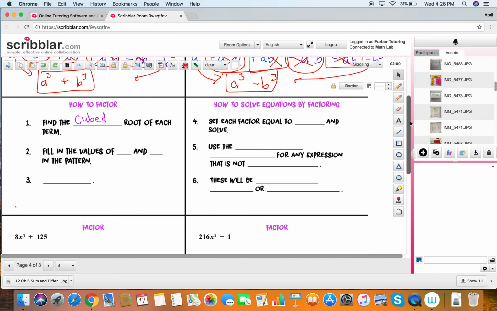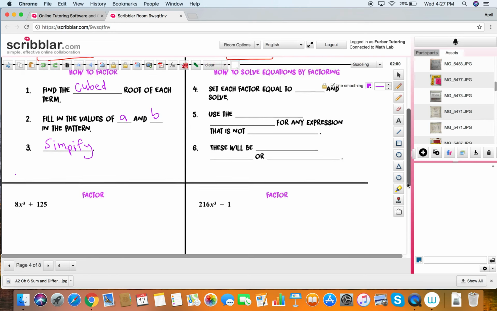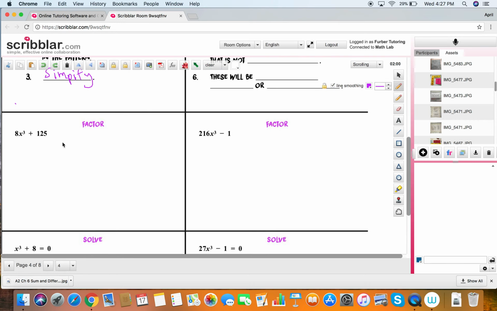All right, so we find the cubed root of something, okay? And we're going to fill in those values for the value of A and B in our pattern. And then after we do that, we can simplify anything we need to simplify. And I'll show you what I mean by that, okay? So let's do an example of factoring with both a sum of cubes and a difference of cubes, okay?